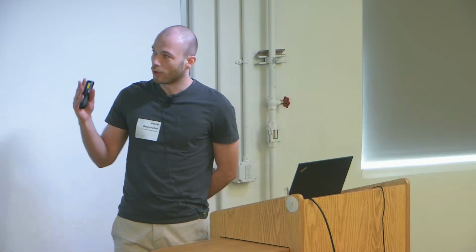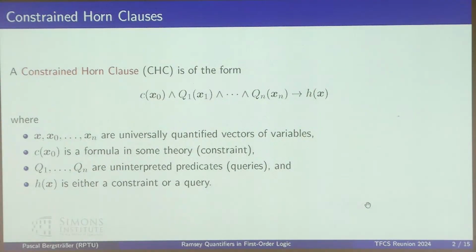So what are constrained Horn clauses? I think we have seen this several times. It's essentially just an implication where on the left-hand side, we have a conjunction of a constraint, which is a formula in some first-order theory, and we have conjunctions of uninterpreted predicates. Those we call queries. All the variables are universally quantified. On the right-hand side, we either have a constraint or a query. And we can also have a system of those, so we have a conjunction of those constrained Horn clauses.